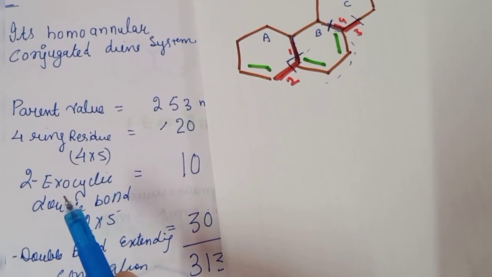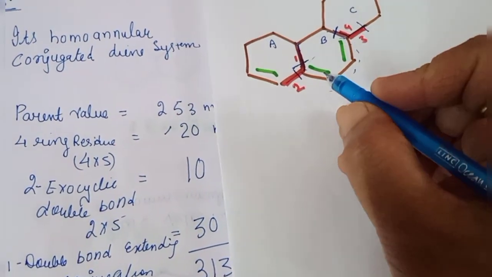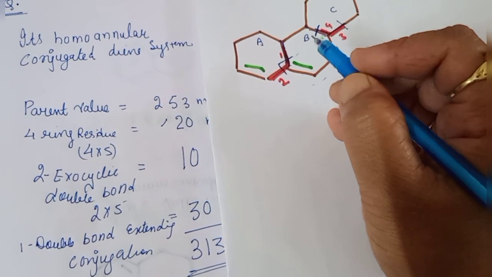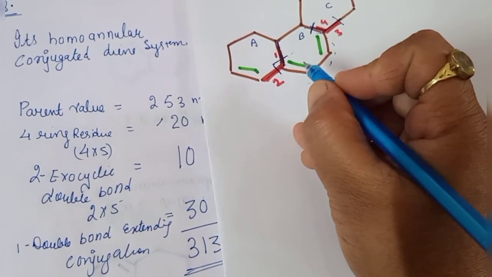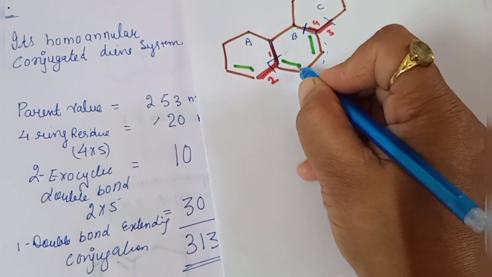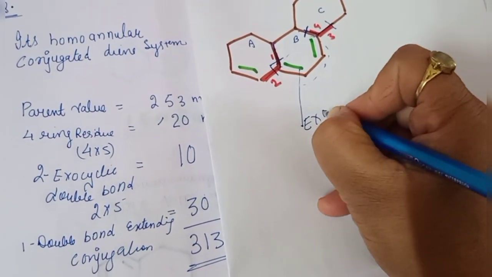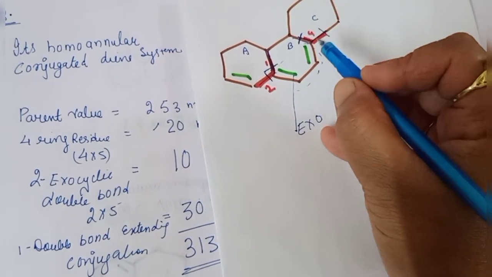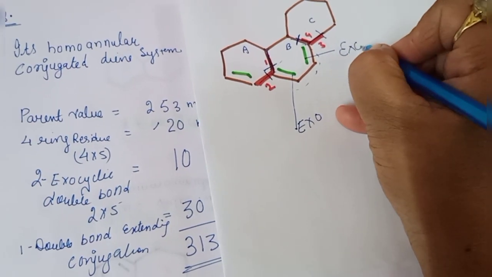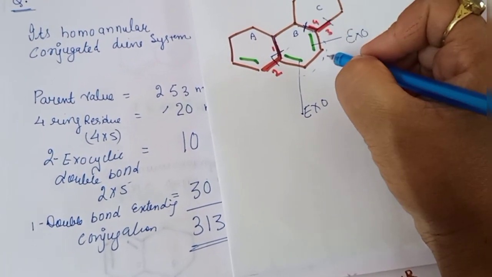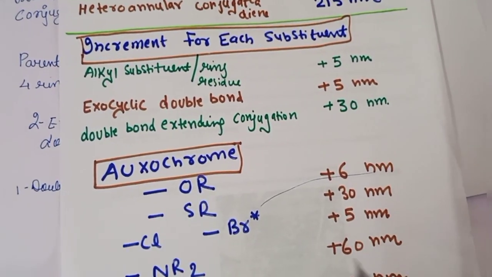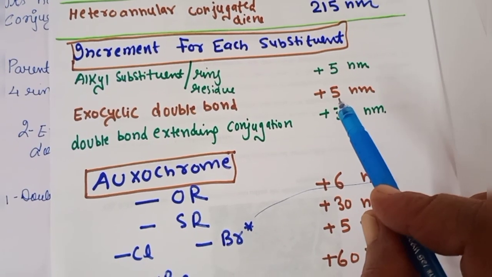Now 2 exocyclic double bond. Now as there are 3 rings A, B, C. So you see this is your A ring. For the A ring, this green bond is exocyclic for ring A. So this is one exocyclic bond. Okay, and similarly for this ring C, this bond is our exocyclic bond for the C ring. So two exocyclic double bond. So for our exocyclic system, for any exocyclic double bond, we are increasing +5.